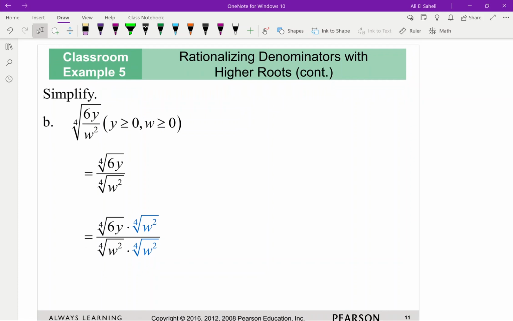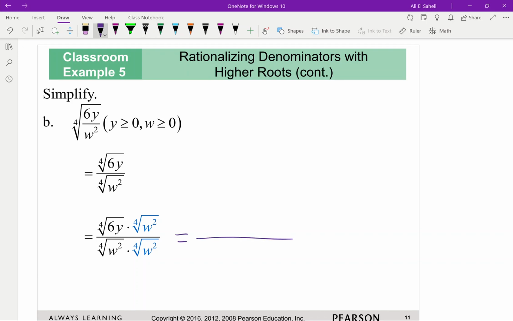All right, higher roots. First, we separate the denominator and the numerator. To get rid of this, we need w to be raised to the power 4. Okay? To get rid of a fourth root, you need something to be raised to the power 4. w is already raised to the power 2. So we need another w to the power 2 under the fourth root. So this is the one we are multiplying by.